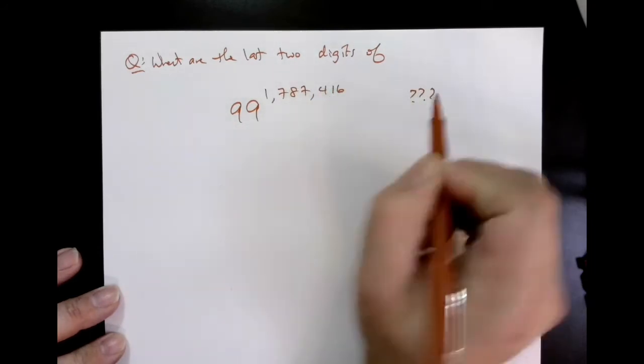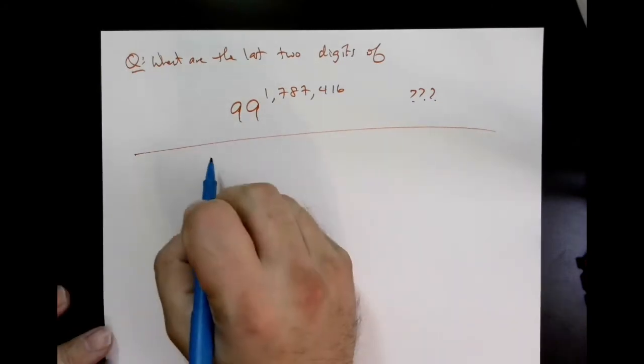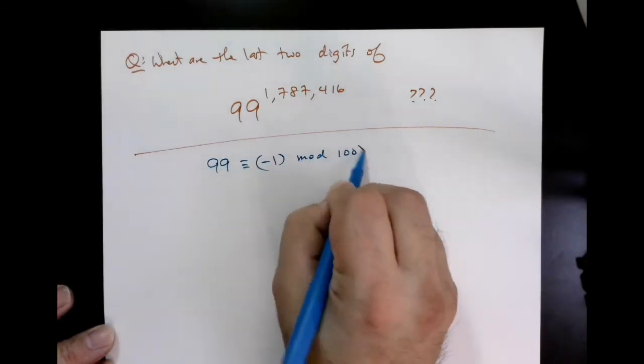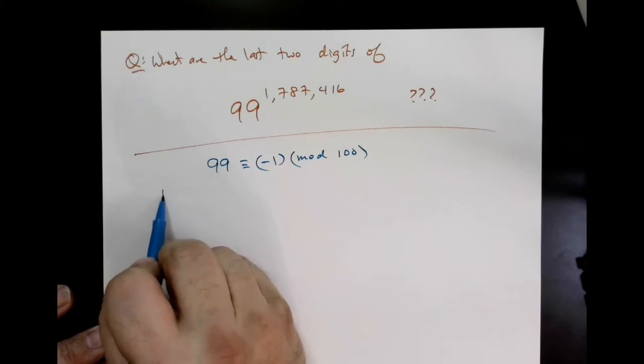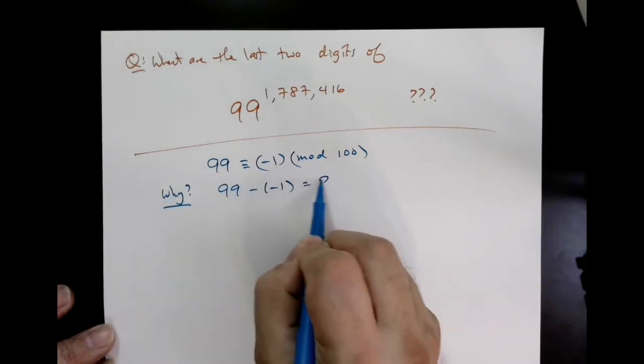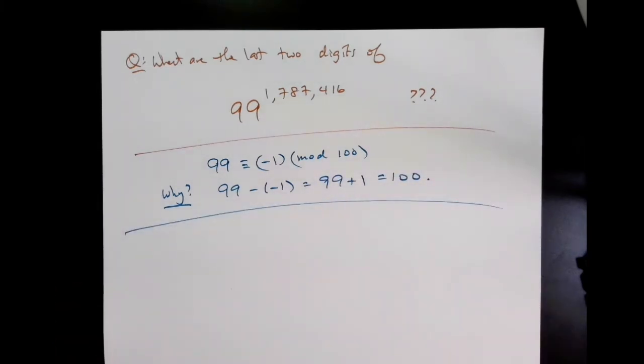We could just compute that number directly and look at the last two digits. Good luck with that. But let's also observe that last two digits really just means remainder when we divide by 100, right? So what we're really asking is, what is 99 to the 1,787,416th power modulo 100?